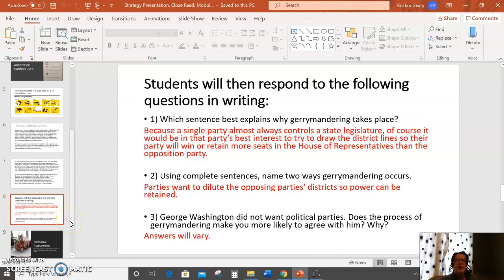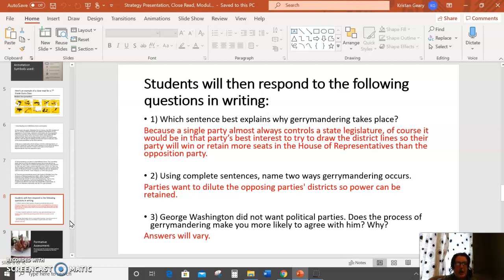So then you're always going to have questions at the end of your close read. This one says, which sentence best explains why gerrymandering takes place? And then this shows you that the answer is in paragraph 2. Using complete sentences, name 2 ways gerrymandering occurs. Parties want to dilute the opposing party's powers so power can be retained. So that's just a short example of what some of those questions might look like.